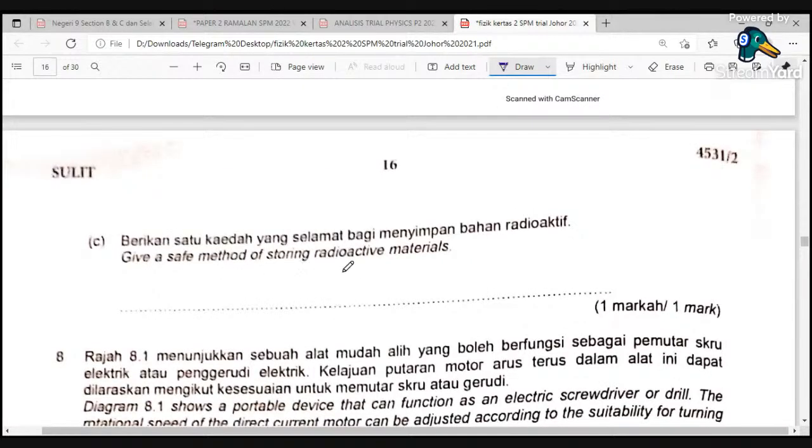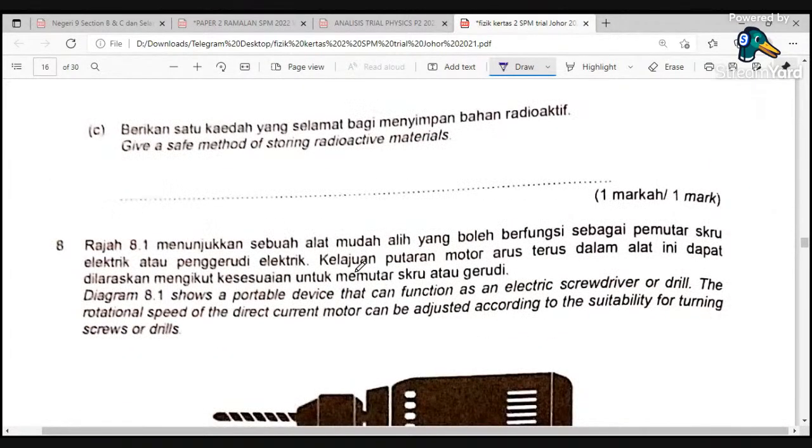Give a safe method of storing radioactive material. Actually it depends on the level, but you can just give one example: stored in a lead container. For very strong ones, stainless steel or a concrete box and so on.